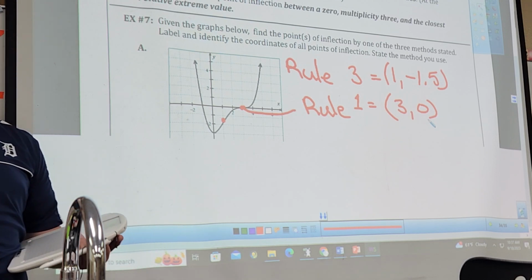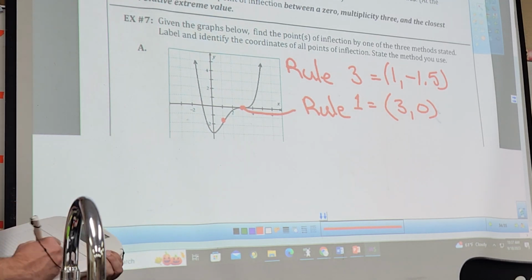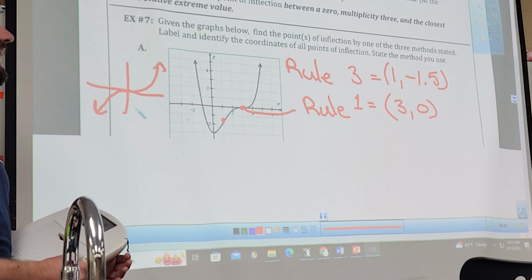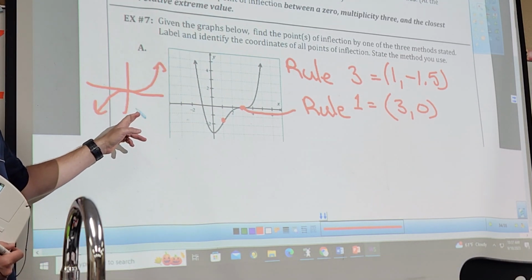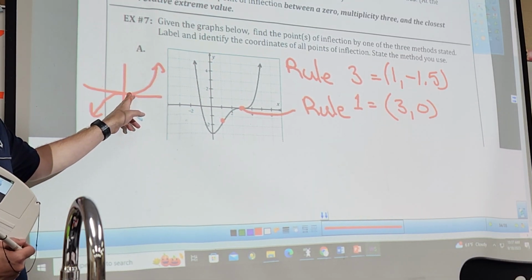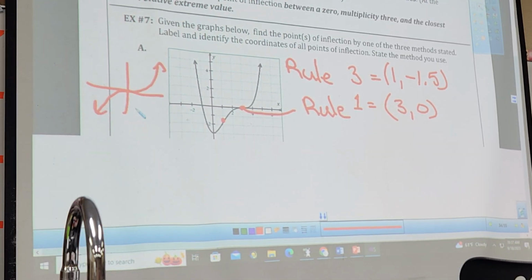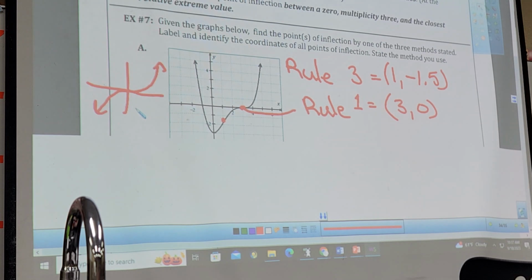The way you can remember this one is this is what x to the third looks like, right? And x to the third has a point of inflection at 0, 0, right? That's because it has a multiplicity of 3 there. Okay? So we good on A? Okay.